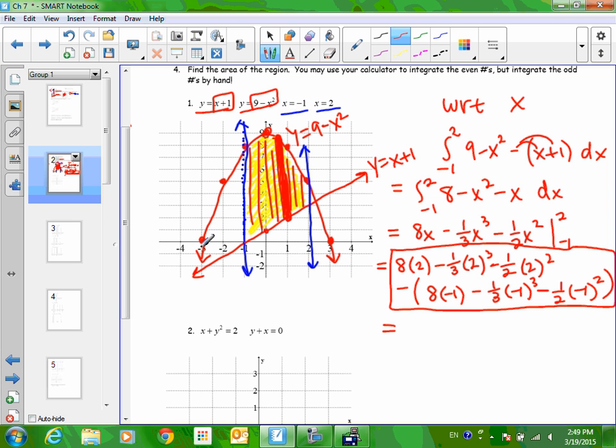When you have found an answer, go ahead and check it by using your calculator to integrate. And remember, when you do this, you do comma x, comma -1, comma 2. Those of you that don't have a calculator, compare your answer to your estimate of what you counted up with the boxes.